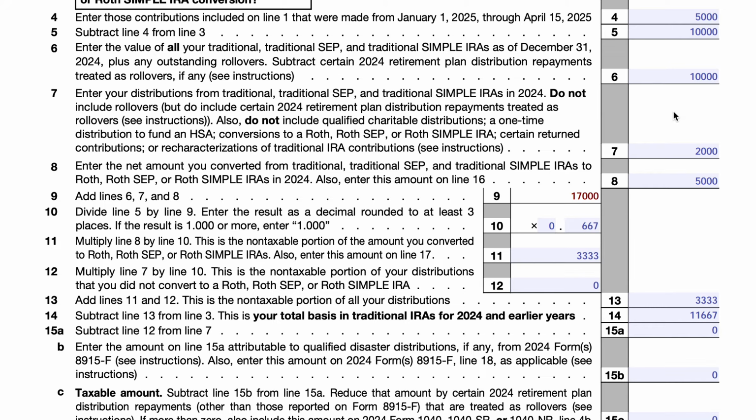And for that we get 0.588. Now we would multiply this decimal by the line 8 amount, the $5,000, and we get 2941. We would then multiply line 7 by line 10, and we would get 1176. We now add these two together.